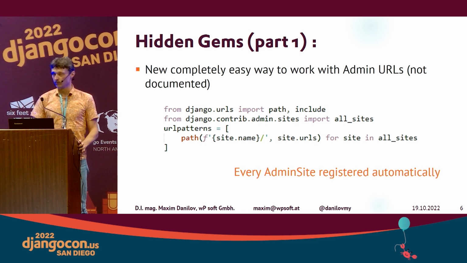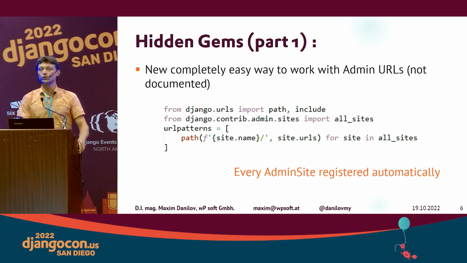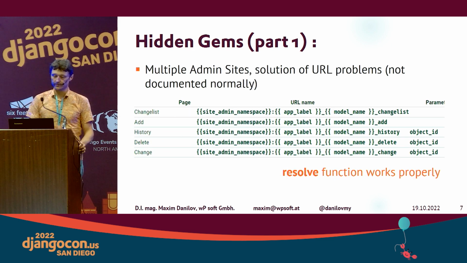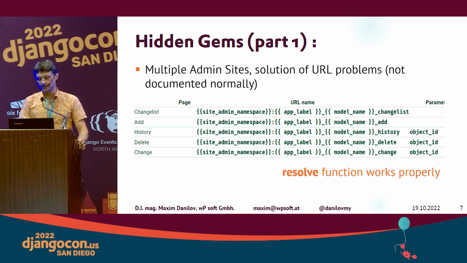After that, I talked about how we can use the admin site registry and how all of our site admins can be registered automatically. We should not change the URL dispatcher anymore, just a few small lines. After that, I covered a problem in the resolve function in Django if we use multiple admin sites. I also provided a solution to the problem.